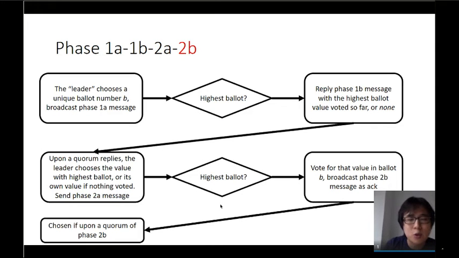And when receiving a phase 2A message, the acceptor, similarly, will check if this is the highest ballot it has ever received. If so, it will vote for that value in this ballot B and broadcast a phase 2B message as acknowledgement. And for any other acceptor, if it receives a quorum of phase 2B messages, it will deem that value chosen, and the protocol successfully finishes. The quorum here for Paxos is a simple majority.